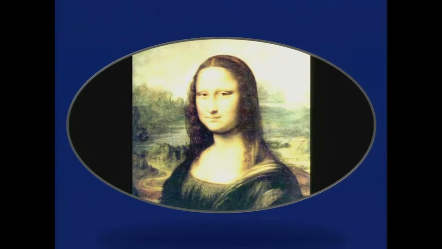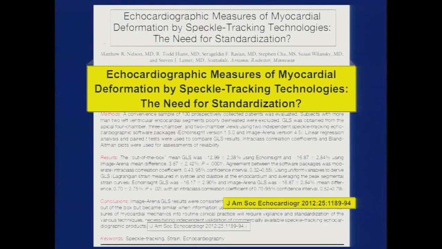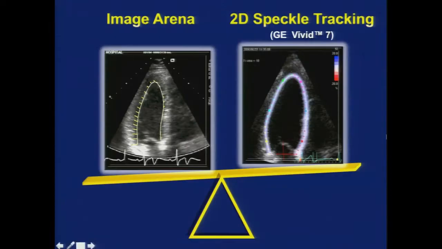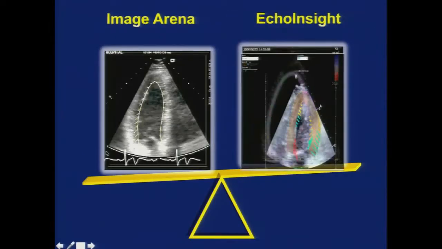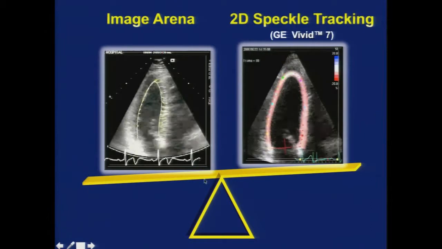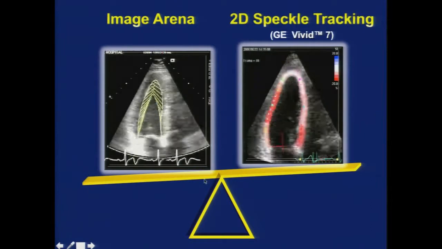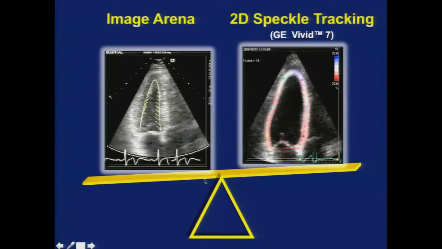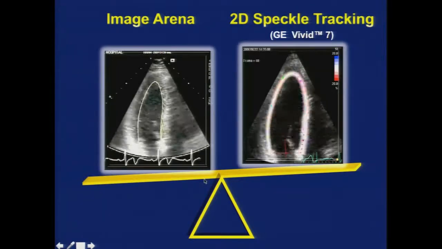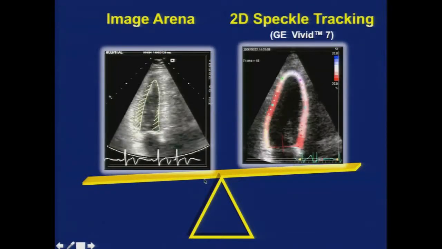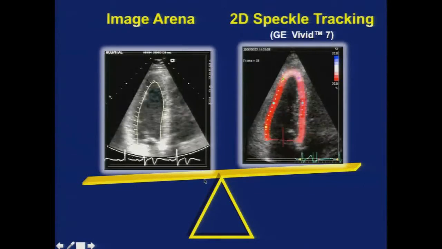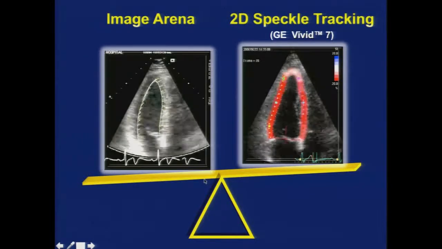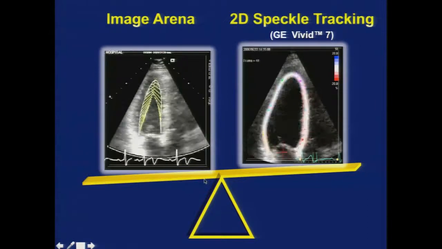And one of the main issues, as discussed today as well, is this issue of need for standardization. You see, on the left here, we have Image Arena. On the right, we see a feature tracking or speckle tracking from another vendor. There are a number of different vendor-specific proprietary methods with which to acquire parameters of myocardial velocity like global longitudinal peak systolic strain.